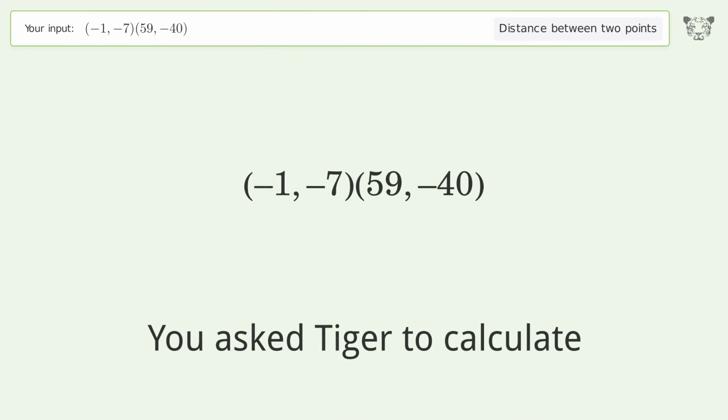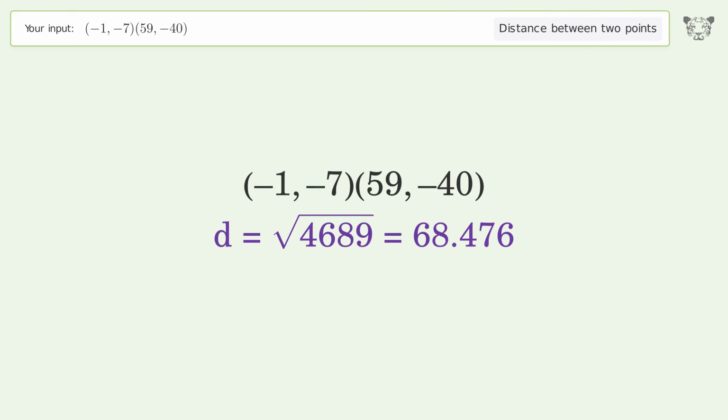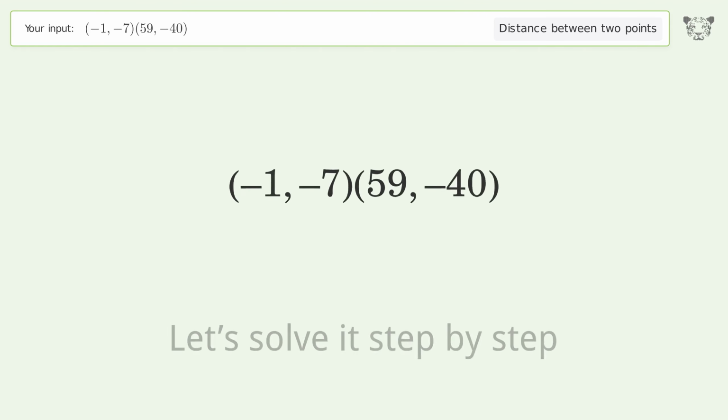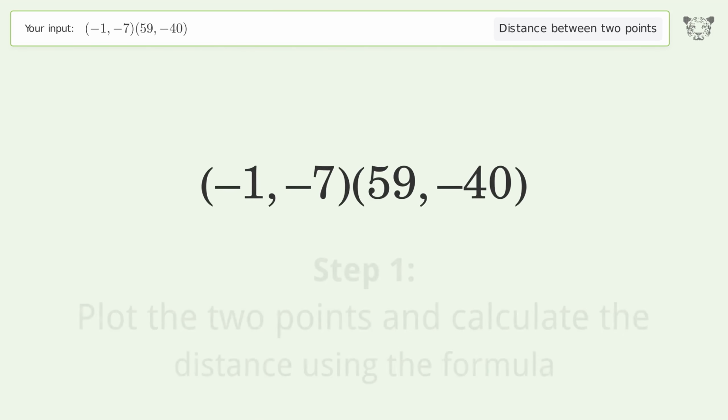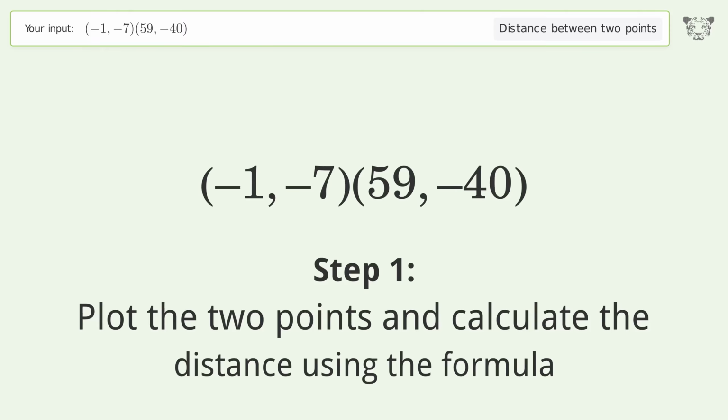You ask Tiger to calculate. This deals with the distance between 2 points. The distance between the 2 points is the square root of 4,689 or 68.476. Let's solve it step by step. Plot the 2 points and calculate the distance using the formula.